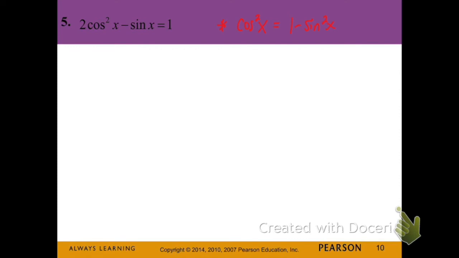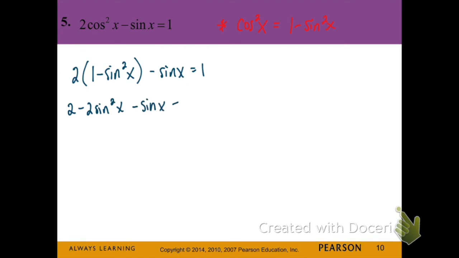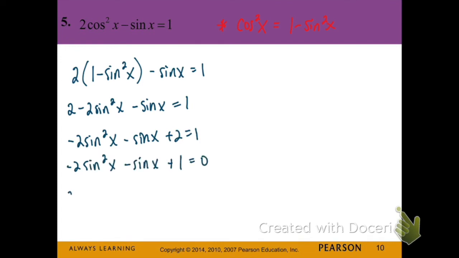I want you to try this one on your own. So pause your video, plug in 1 minus sine squared of x, simplify, factor, solve, restart the video to watch my answer. So I'm starting by plugging in 1 minus sine squared of x for cosine squared of x, distribute the 2, and then move things into standard form. And now I'm ready to factor.